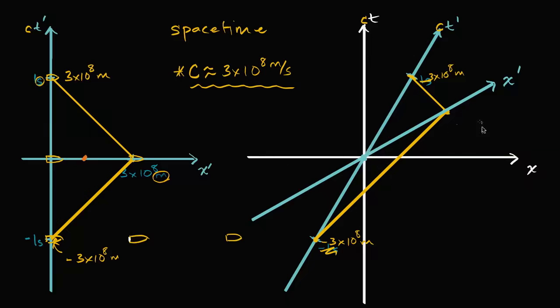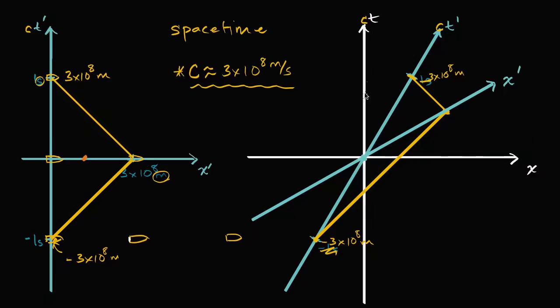Because it took our x prime axis from being on top of the x-axis and put it at an angle relative to the x-axis. Now, one question that you might have is, well, what is this angle? The way I've drawn it, it looks like the angle between x prime and x is the same as the angle between t prime and t.